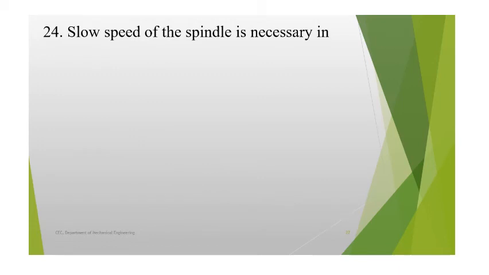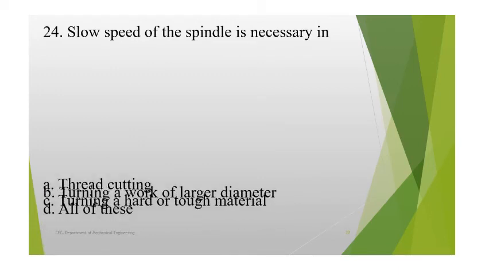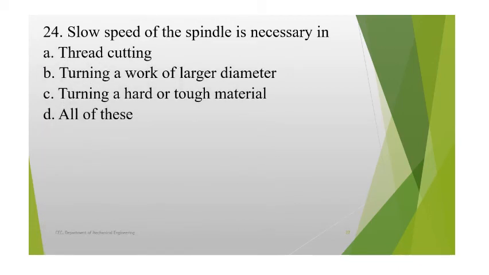Slow speed of the spindle is necessary in thread cutting, turning, and larger diameter turning in a hard and rough material. So the right answer is all of these. Slow speed is very important at the time of threading. Slow speed in turning is also important to get a good finish, and when turning a hard and rough material. Slow speed is a very important parameter.